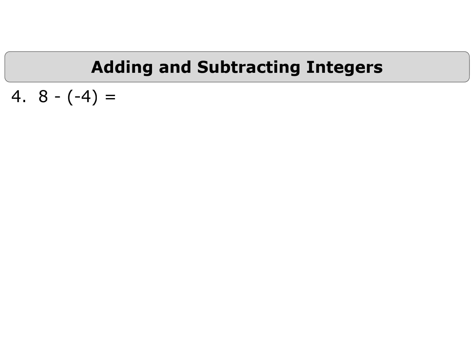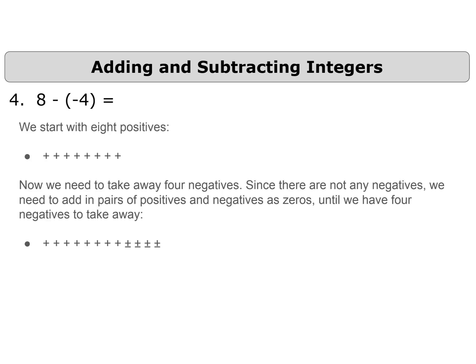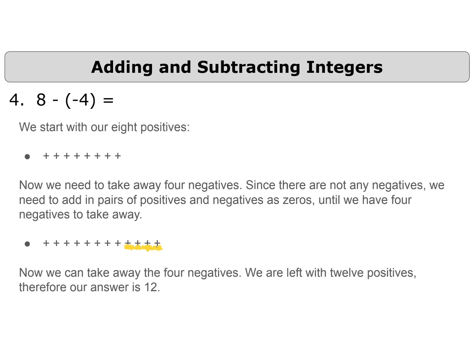Here we have 8 minus a negative 4. So here we have a positive 8 and we're subtracting a negative 4. So we'll start with our 8 positives. Now we need to take away 4 negatives. Well, we don't have any negatives here. So again, we can add pairs of positives and negatives until we have 4 negatives that we can take away. When we take the 4 negatives away, we're left with 12 positives. So our answer is a positive 12.